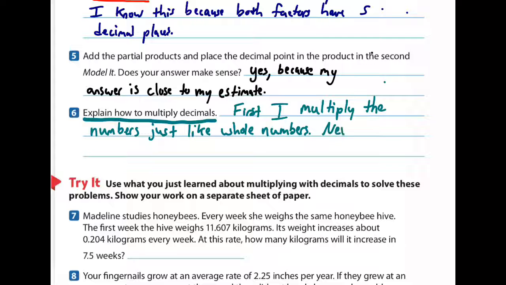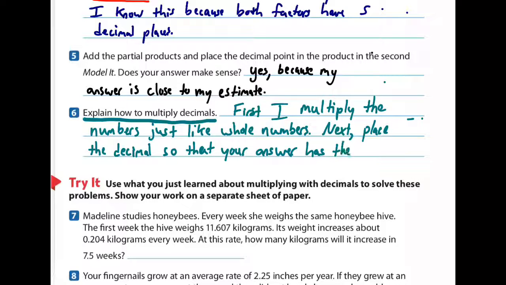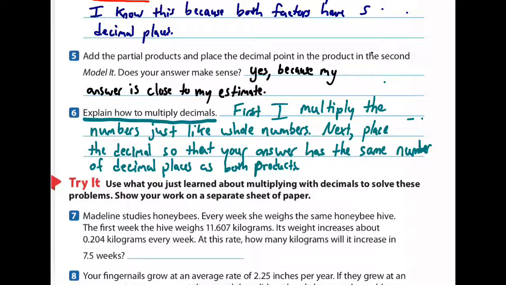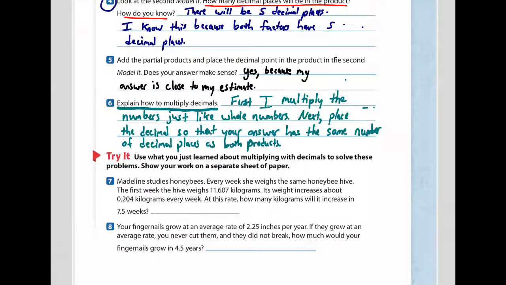So next, place the decimal so that your answer has the same number of decimal places as both products. So you count up the decimal places in both products, and then you make sure your answer has the same number of decimal places. All right, if you put it in your own words, then you should be good to go. If you were wrong, that's where you can fix your answer.